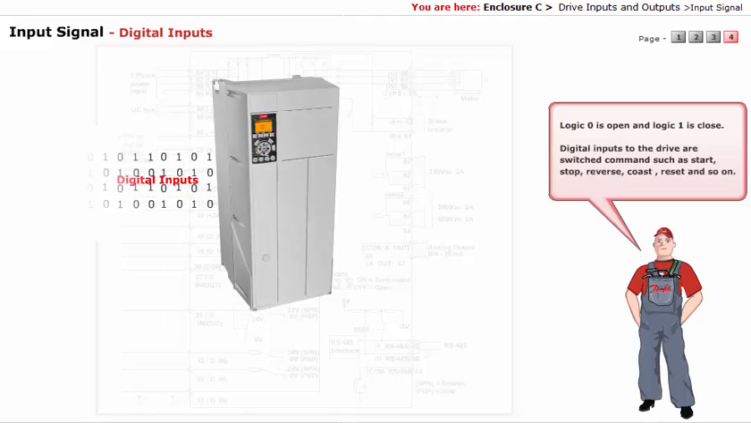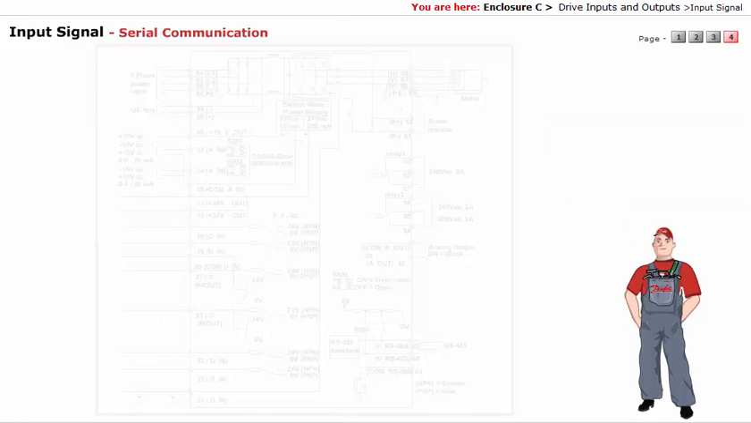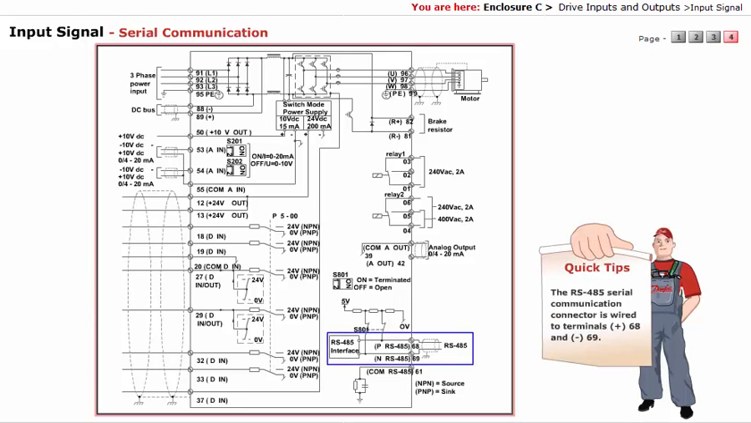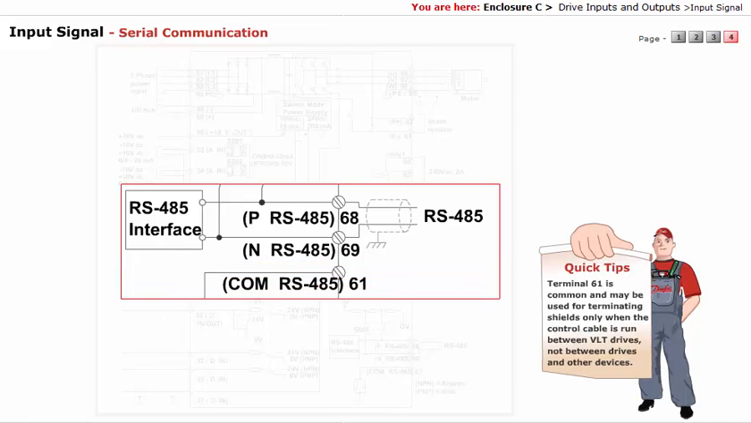Digital inputs to the drive are switched commands, such as start, stop, reverse, coast, reset, and so on. The RS485 serial communication connector is wired to terminals 68 and 69. Terminal 61 is common, and may be used for terminating shields only when the control cable is run between VLT drives, not between drives and other devices.